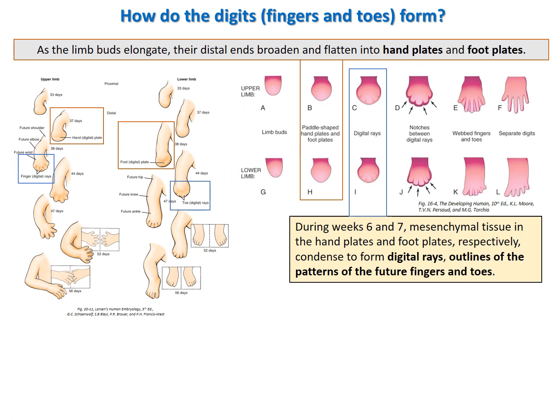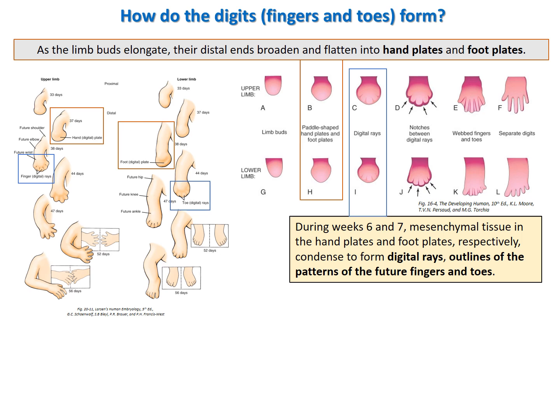The next two slides show how the fingers and toes form. As the limb buds elongate, their distal ends broaden and flatten into hand plates and foot plates. By the end of the 6th week, mesenchymal tissue in the hand plates condenses to form digital rays. These condensations outline the patterns of the digits. Similar events occur during the 7th week in the foot plates.